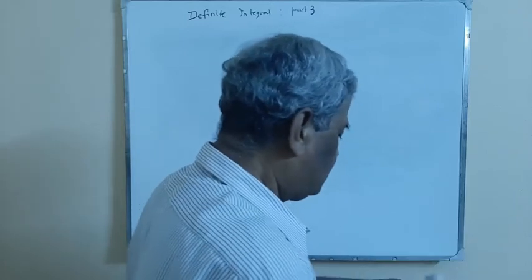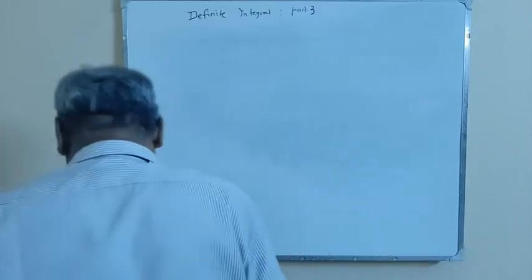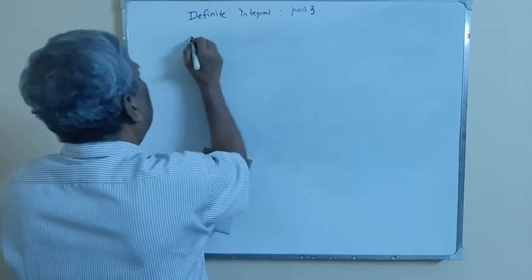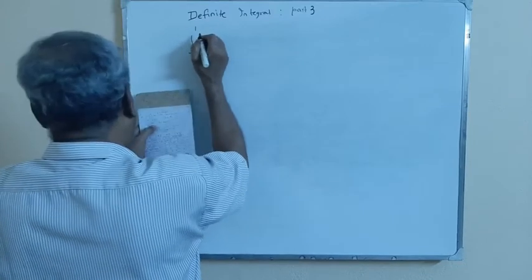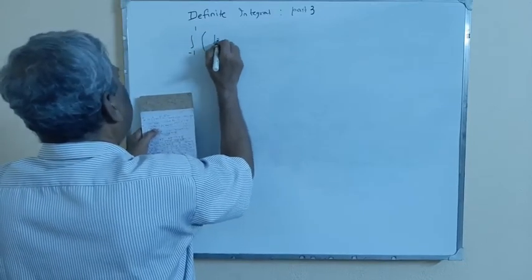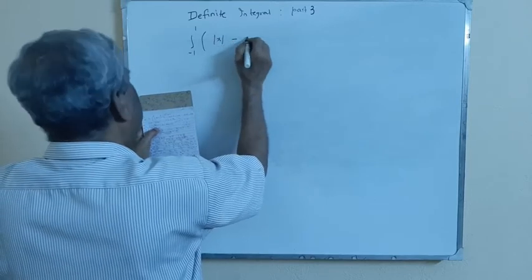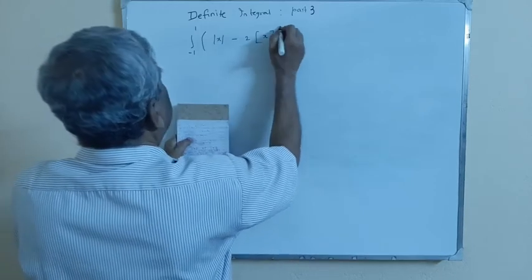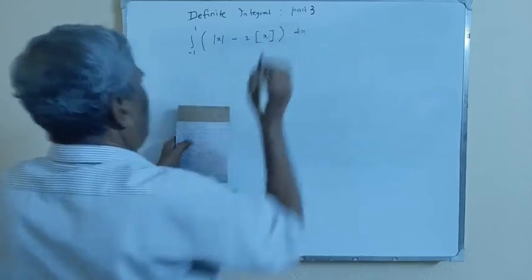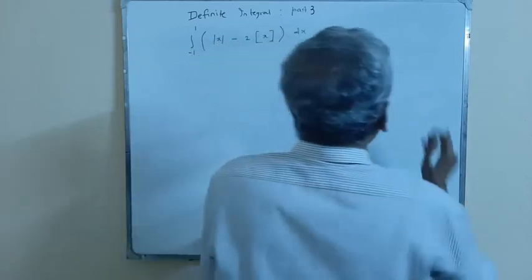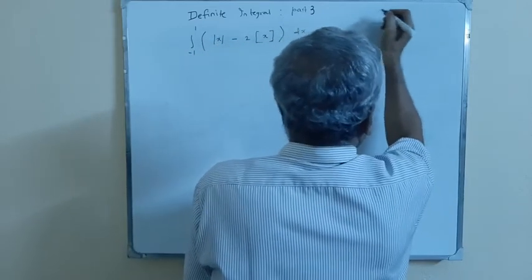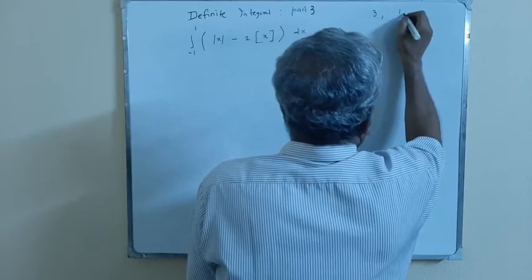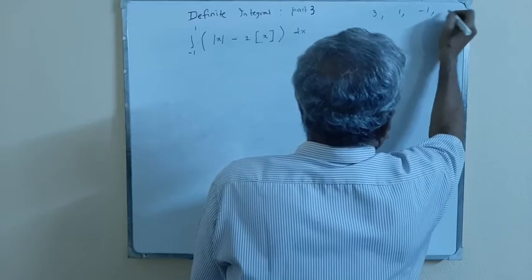Next problem is, this is a simple problem: the integral from minus 1 to 1 of mod x plus minus 2 times the box function, the integral part of x, dx. How much? Options are 3, 1, minus 1 and 4.